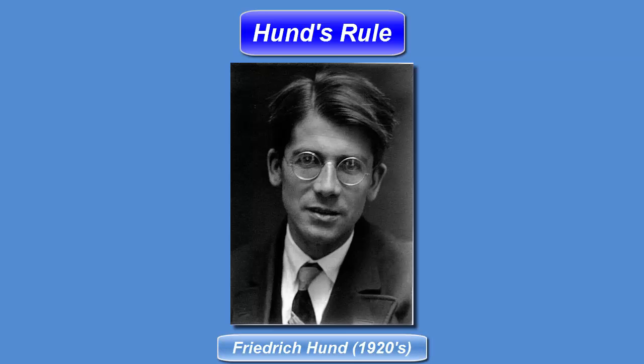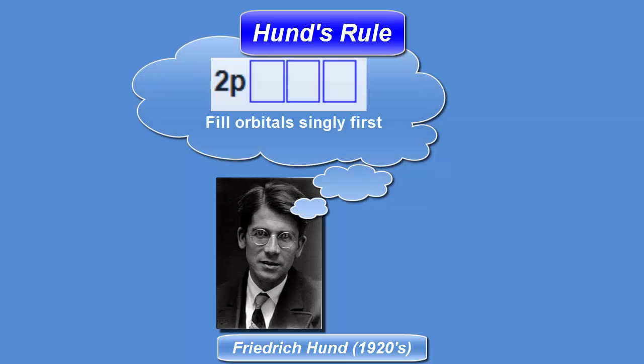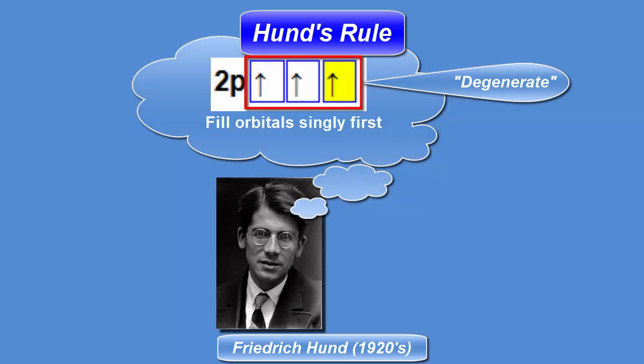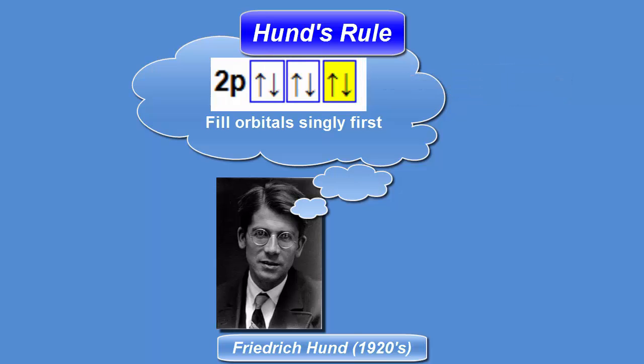In 1925, Friedrich Hund showed that when filling in a sublevel that has multiple orbitals of equivalent energy, these are known as degenerate orbitals, the electrons will fill in one to an orbital before pairing up. This is known as Hund's rule. Hund's rule also states that the spin of these initial electrons should all be parallel. This mainly applies for drawing orbital diagrams.